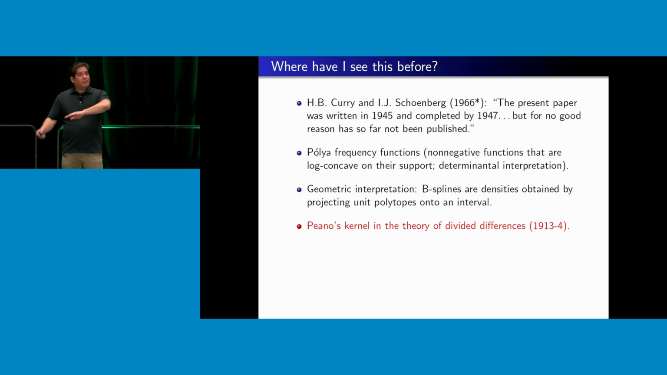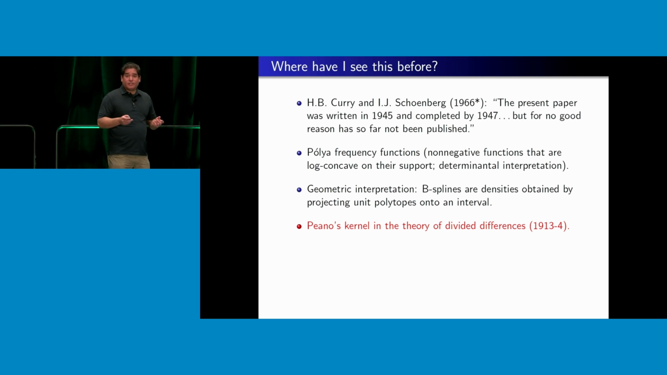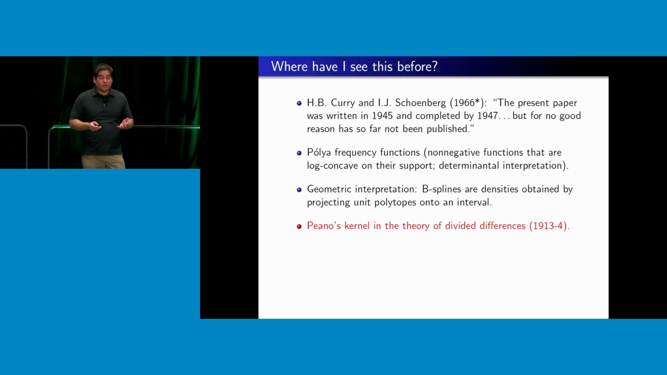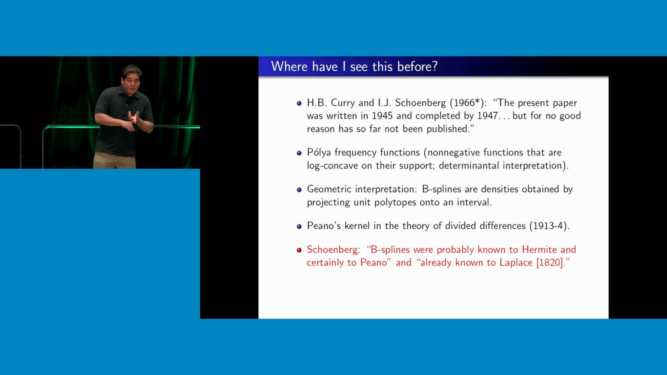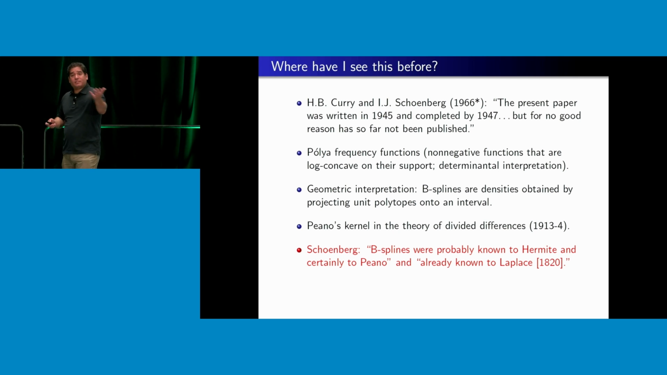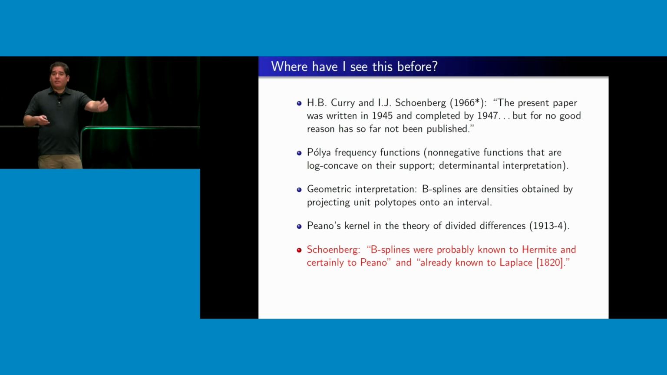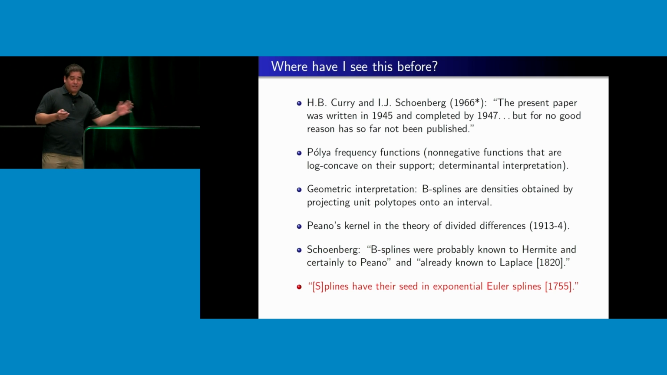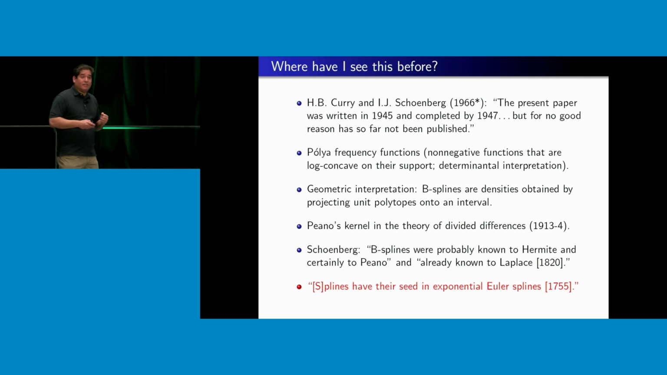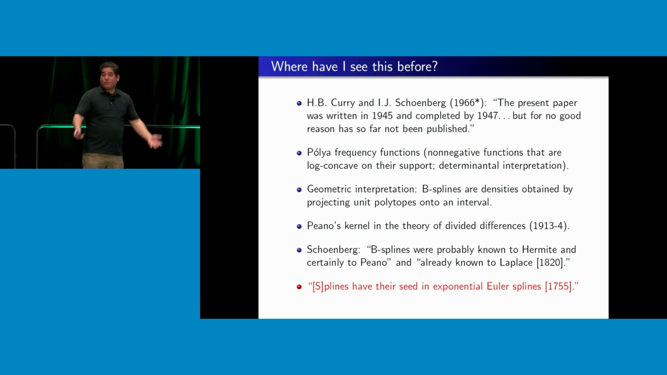It turns out that that same function is also called Peano's kernel when you go back over 100 years to the theory of divided differences, which was a really hot topic over 100 years ago. And Schoenberg even says, well, these things were actually known to Hermite and certainly Peano. They also seem to be known to Laplace. So these weird functions that showed up in the study of numerical semigroups seem to have appeared every 100 years or so. And Schoenberg even says, well, splines actually have their seed in some ideas of Euler from the 1700s. So historical roots of this are pretty deep.